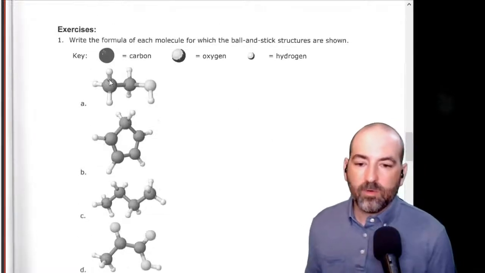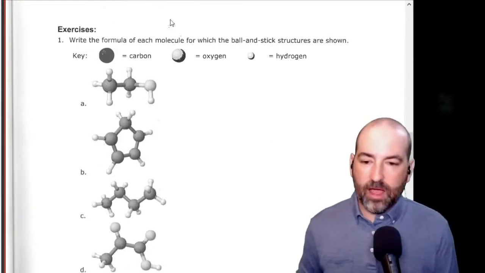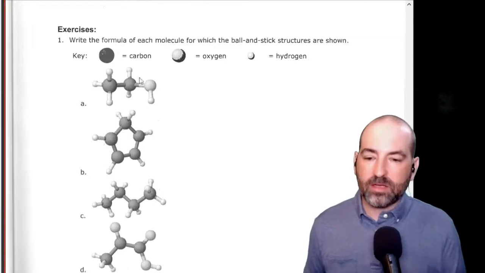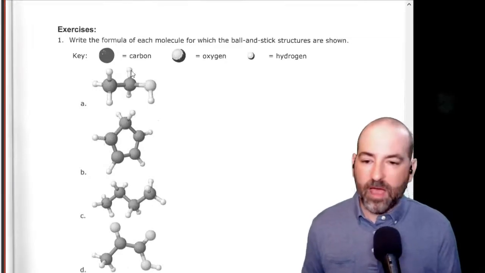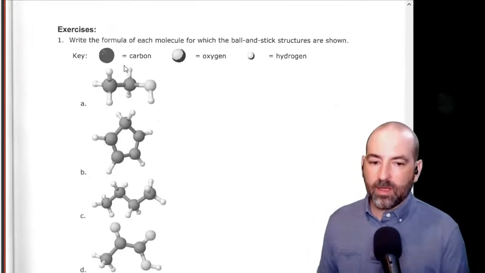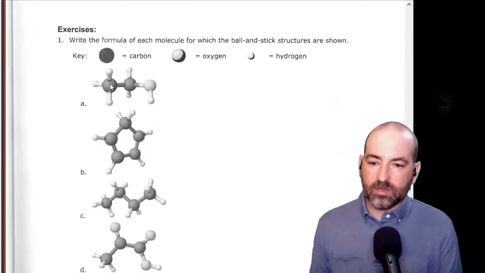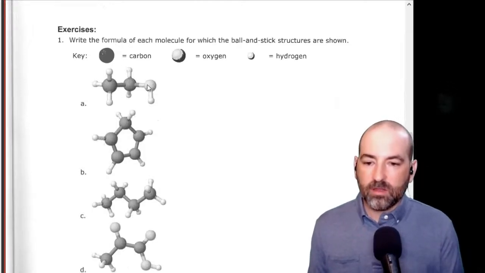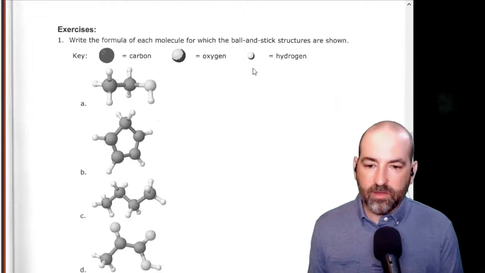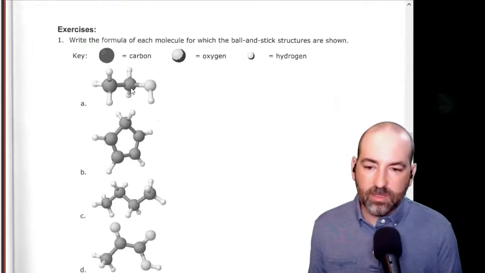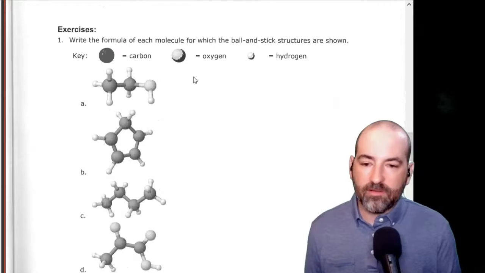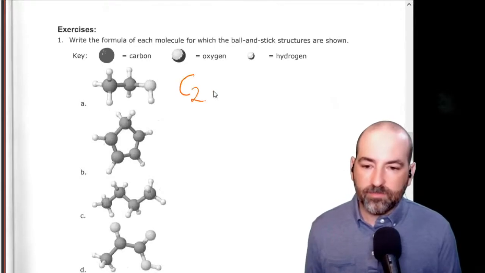All right, so with these, what we're doing here is we're looking at these molecules and we're trying to see how many of each type of atom is there. So we can see in this one, the darker spheres are going to be carbon, the lighter ones are oxygen, and the smallest ones are hydrogen. So in this molecule, I see 2 carbons, I see 1 oxygen, and I see 1, 2, 3, 4, 5, 6 hydrogen. So I'm going to write that formula C2H6O.